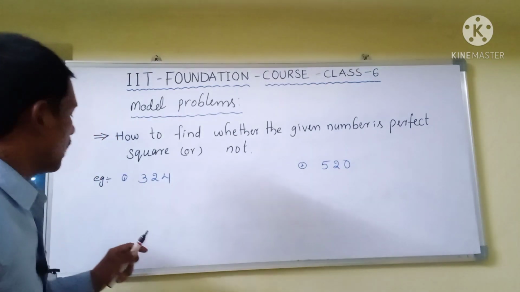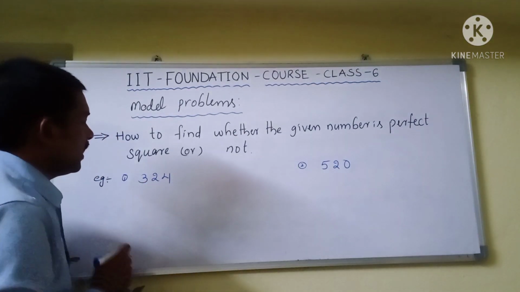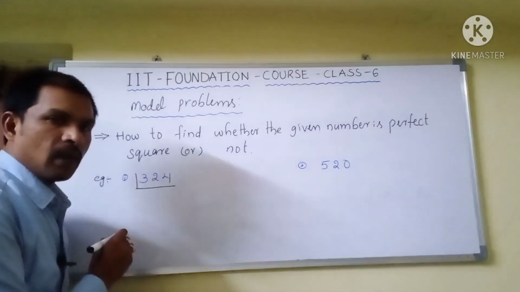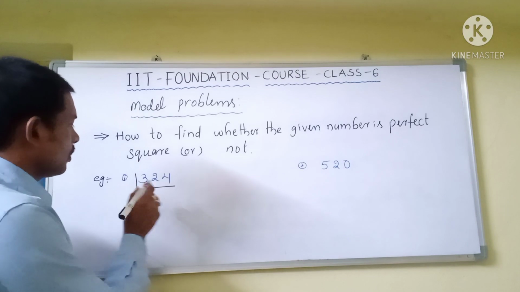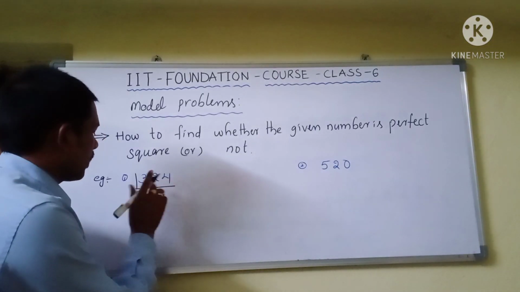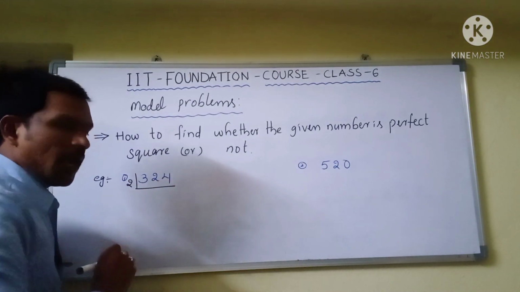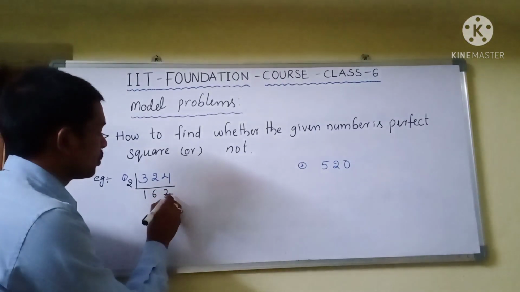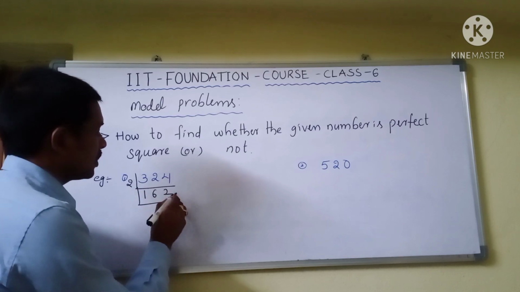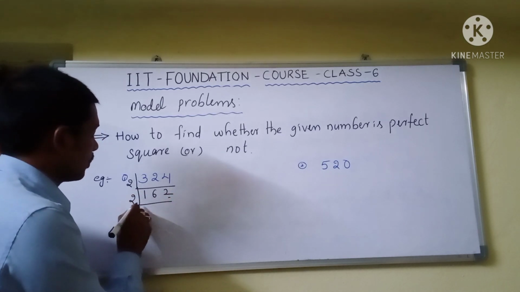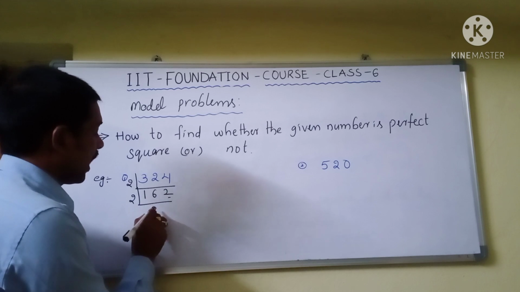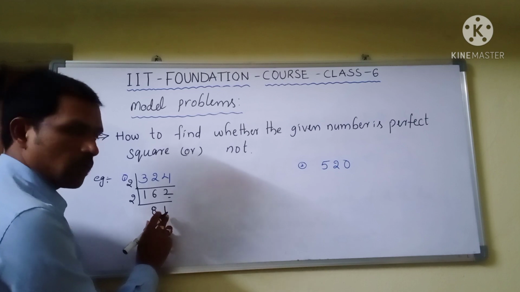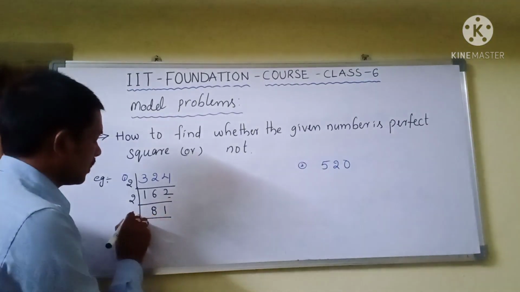For example, if I have taken 324, I should do the prime factorization of 324. Here the units place is 4, so I can divide by 2. So 2 3s are 6, 2 1s are 2, 3 2s are 6. Again the units place is 2, so I can divide by 2. So 2 8s are 16 and 2 1s are 2. Here the units place is 1, so 8 plus 1 is 9, so you can divide by 3.